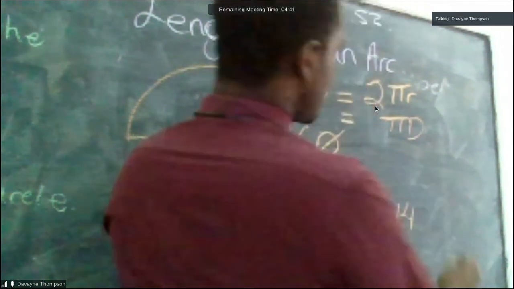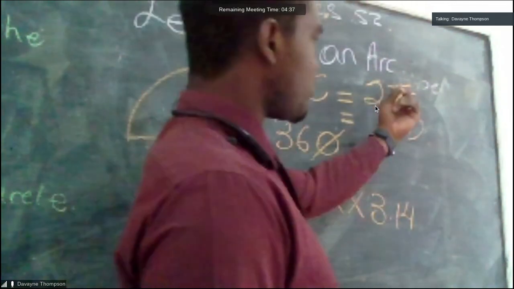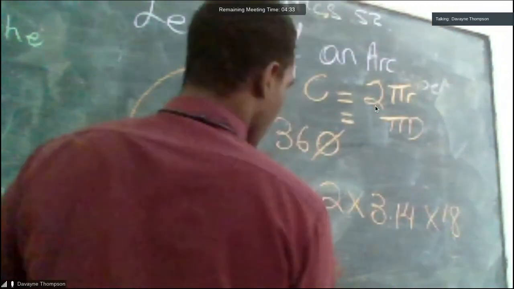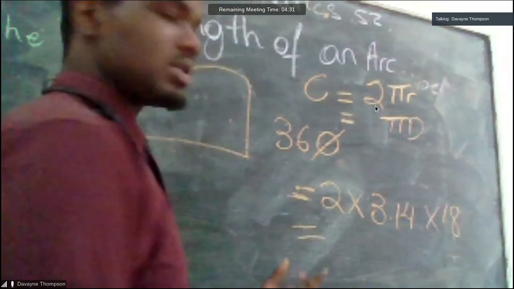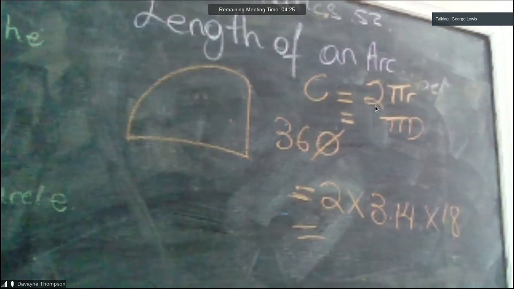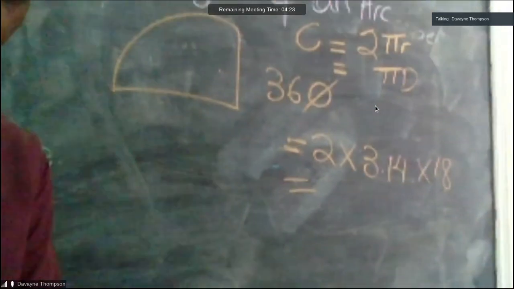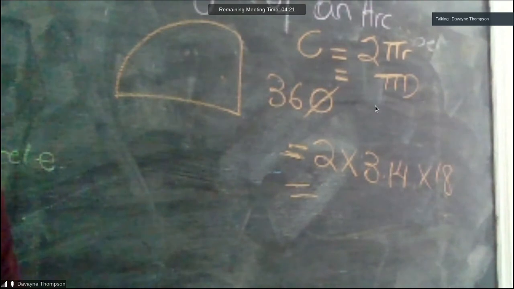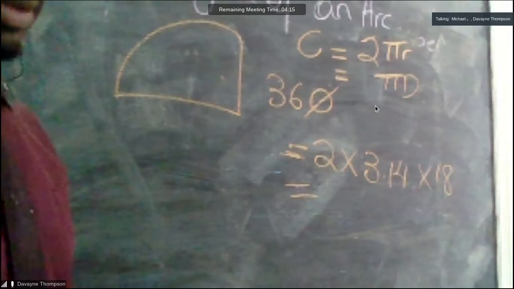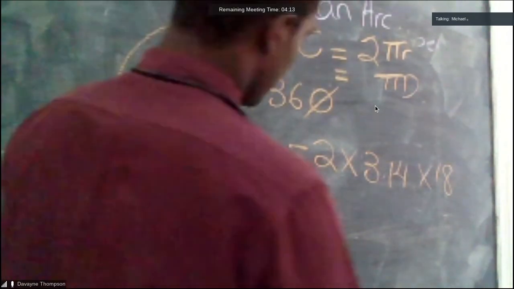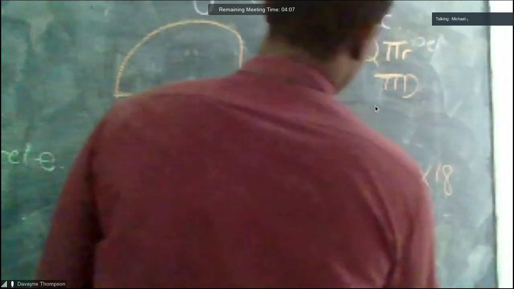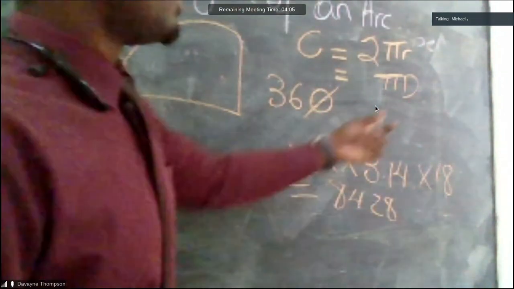And pi is 3.14. So I'm going to say 2 times 3.14 times the 18 you just told me. What is 2 times 3.14 times 18? Alright, let me give you some help. 84.28, I think. Yes. Alright, now let's try Isabella's way.